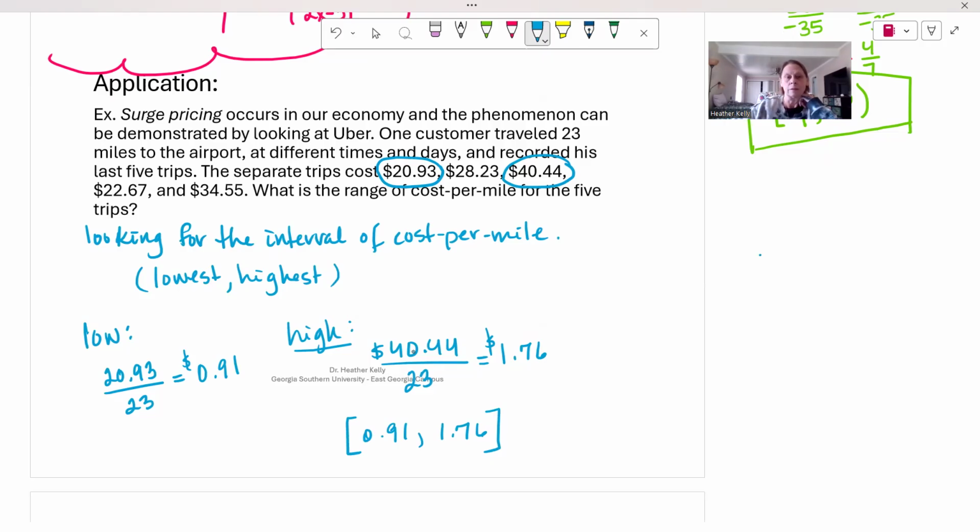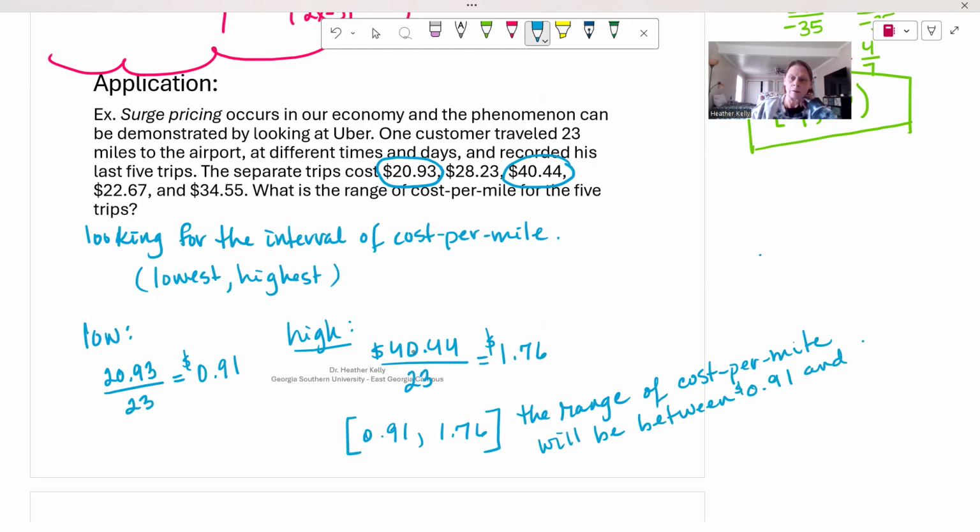And there is the range of cost per mile will be between 91 cents and $1.76 per mile.